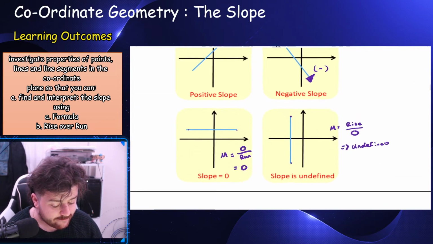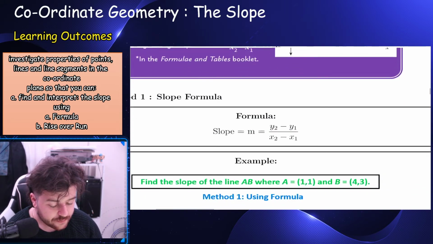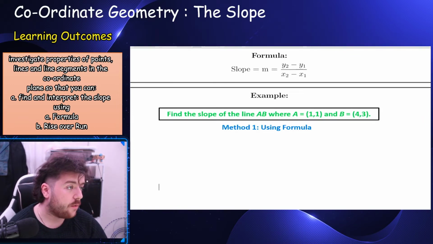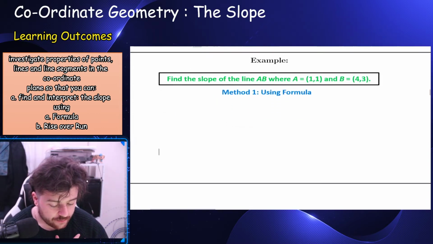Anyway. Right, so let's answer 2 questions here. Using the formula here, y2 minus y1 all over x2 minus x1, find the slope of the line AB where A equals (0, 1) and B equals (4, 3). So, let's use my formula here.